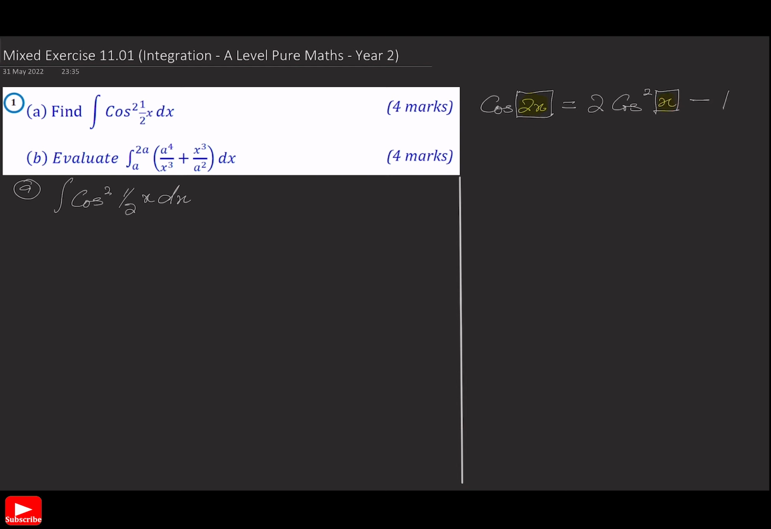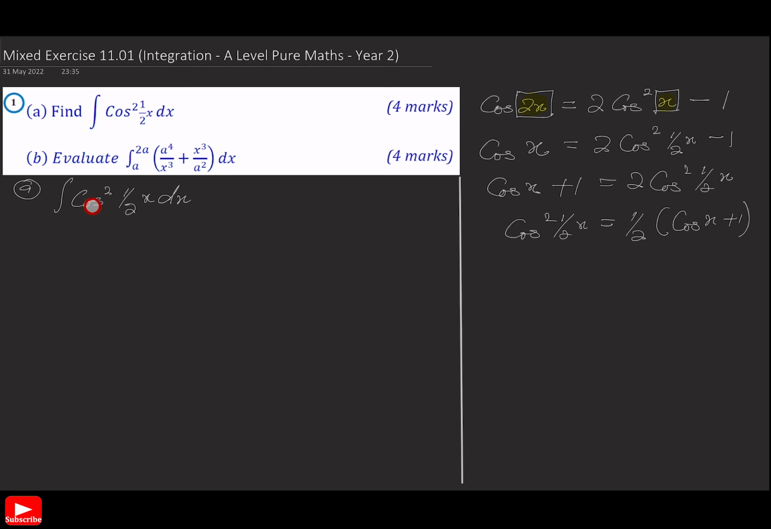We can use a similar identity involving half x as follows. Cos x is equal to 2 cos squared half x minus 1. Note again that this is half of this one, just like the one we wrote before. All we do now is rearrange this and make cos squared half x the subject. And so we can write cos x plus 1 is equal to 2 cos squared half x. Then cos squared half x becomes half brackets cos x plus 1.